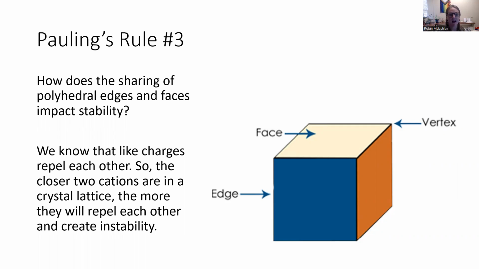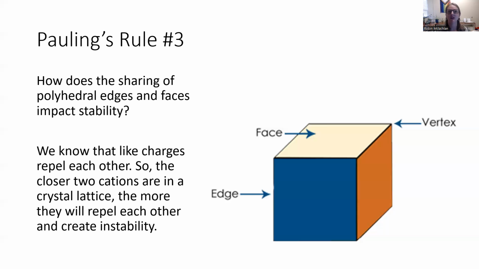That means that for each of these polyhedron shapes, they have to bond together, right? They have to share either faces that fit flat together, or maybe they can just share an edge, right? Or maybe they can just share a vertex, right? So which one is the most stable? What's most stable for these elements?